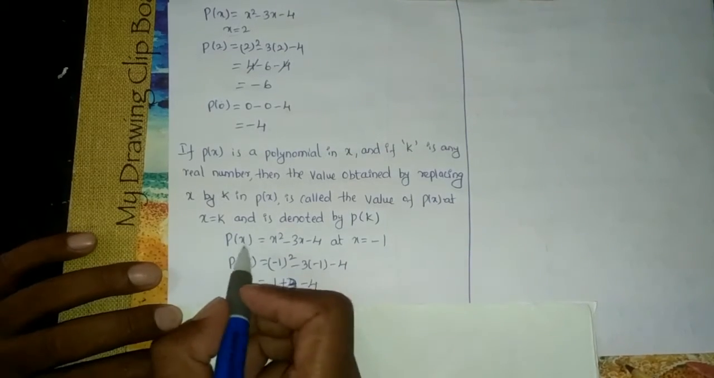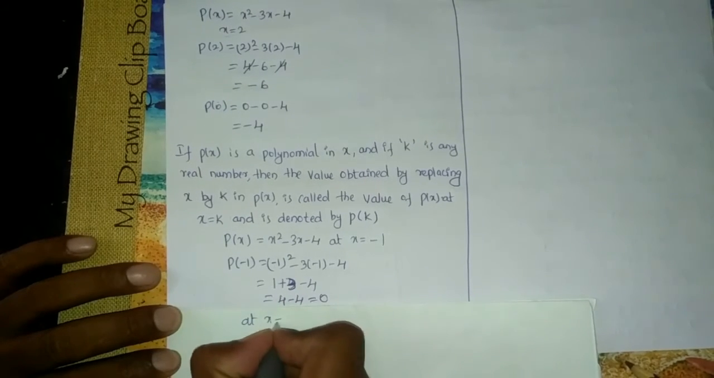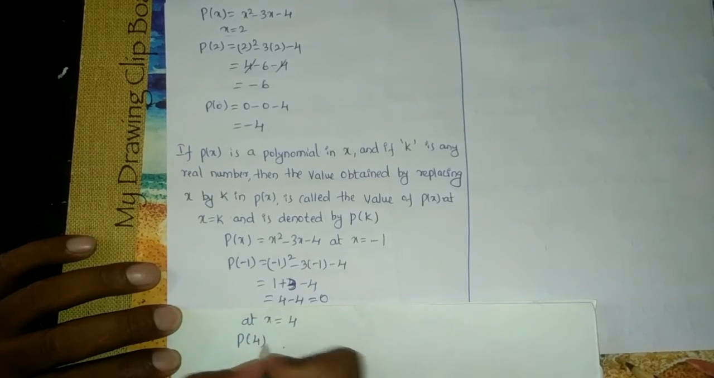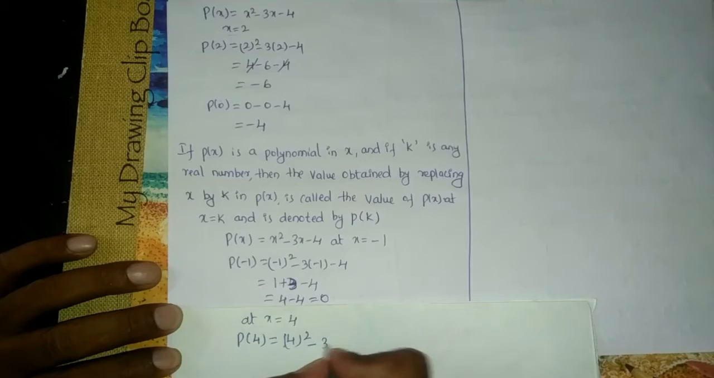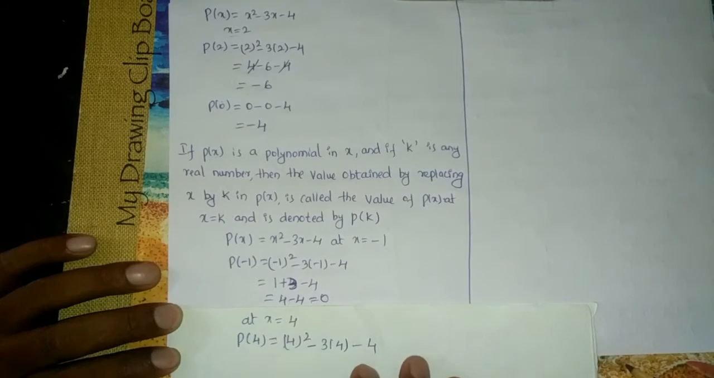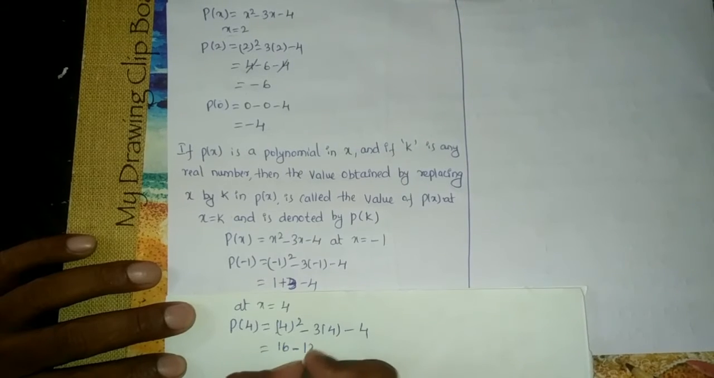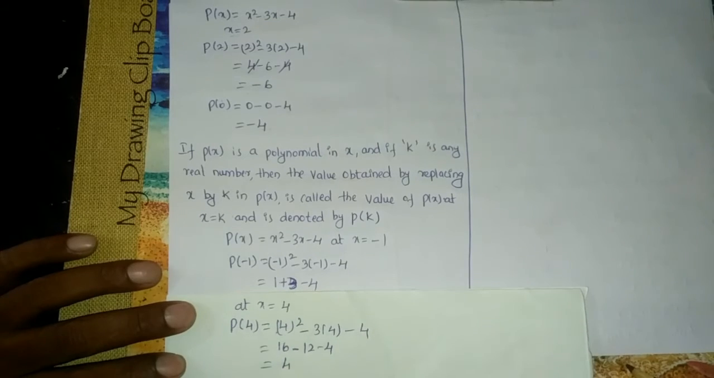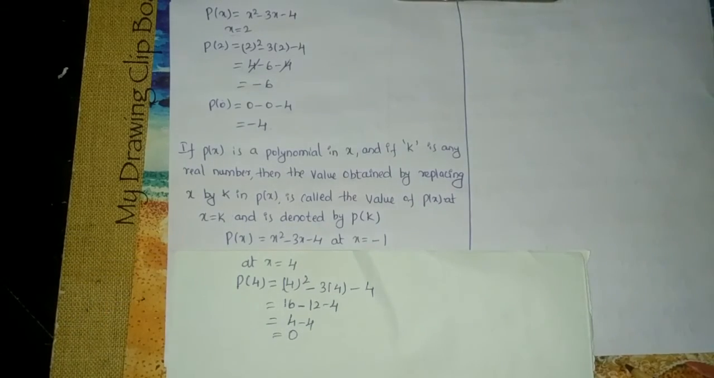Similarly, p of x equals x square minus 3x minus 4 at x equals 4 will be, simply you replace x by 4, which is p of 4 equals 4 square minus 3 into 4 minus 4. 4 square is 16, 3 into 4 is 12, minus 4. So 16 minus 12 is 4. So 4 minus 4 is equal to 0.